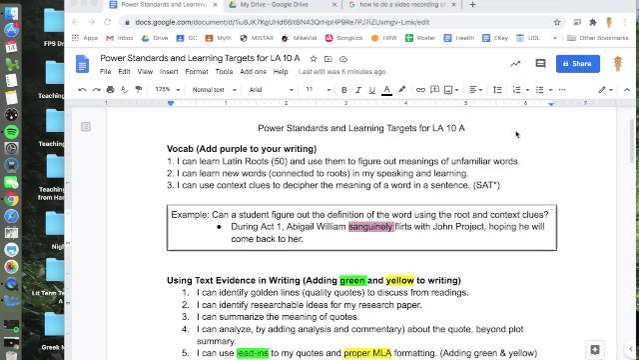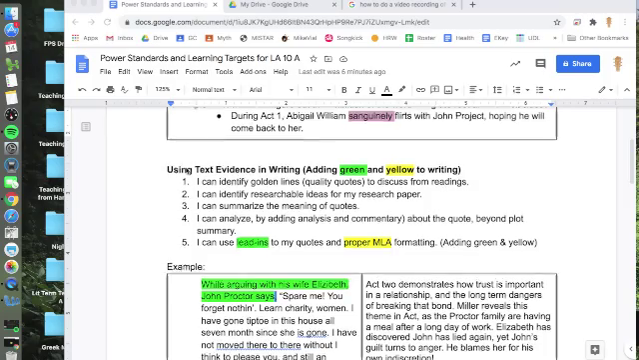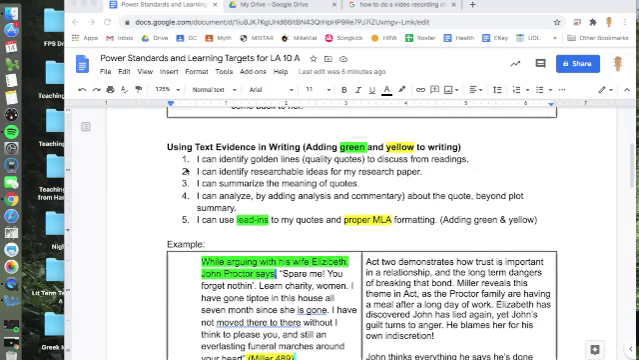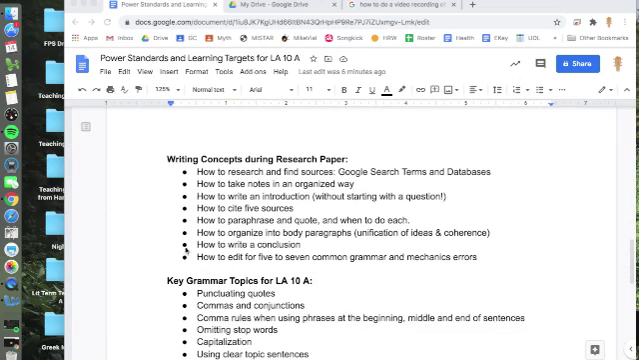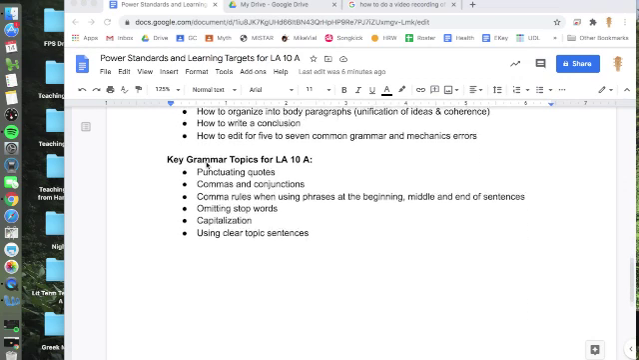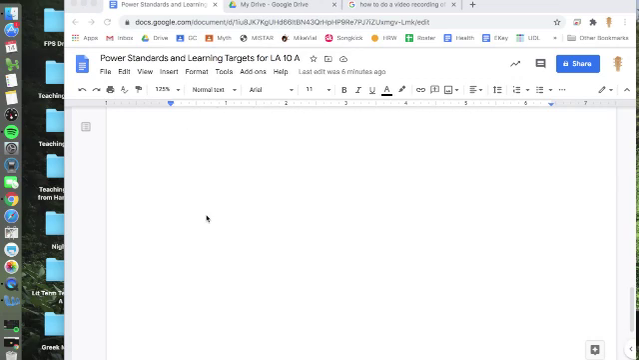So there are 4 power standards that I am asking my students to practice and then reveal their knowledge of throughout the entire term. Now, those 4 standards are vocabulary, using text evidence in their writing, that's quoting, some writing goals as we do the research paper, and there's a lot of them. I'll talk about that in a minute. Some key grammar, and then there's a 5th one that I didn't write out, and it's just going over reading strategies, stuff that we do all the time since 6th grade.